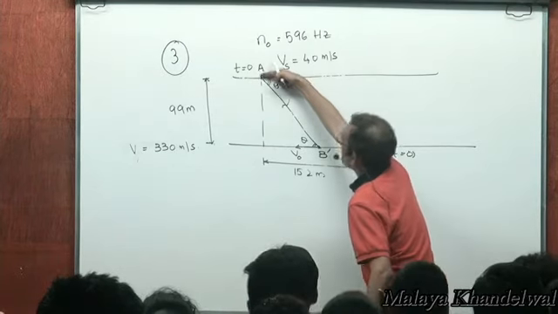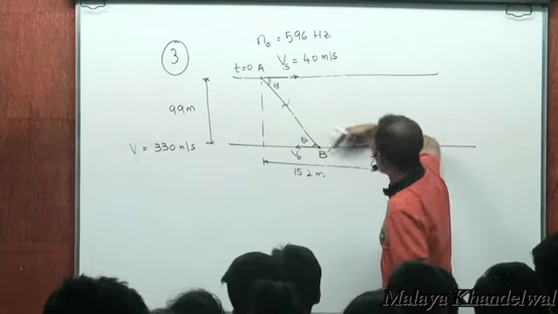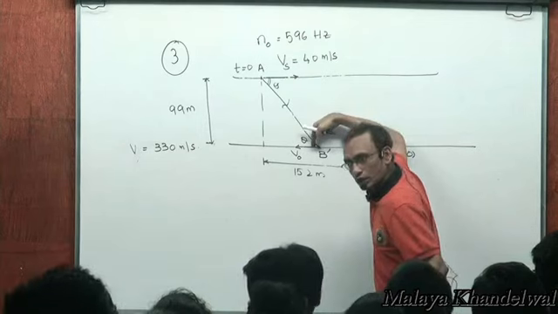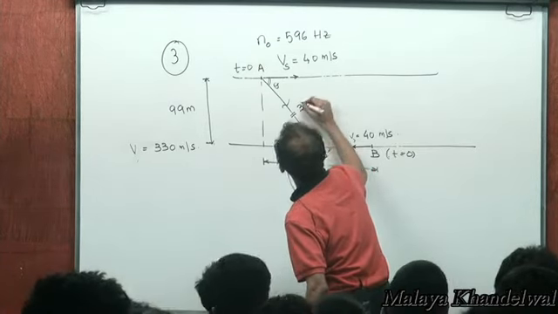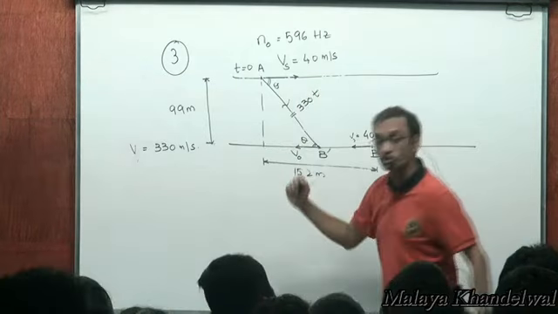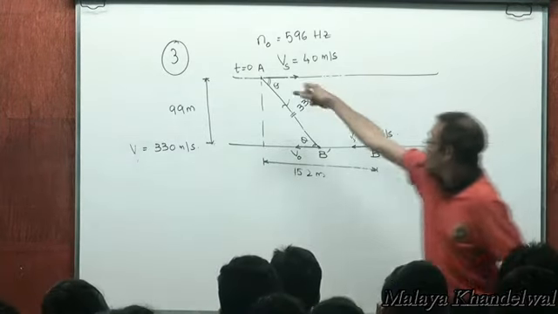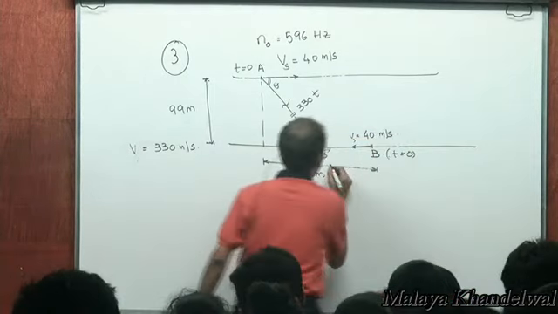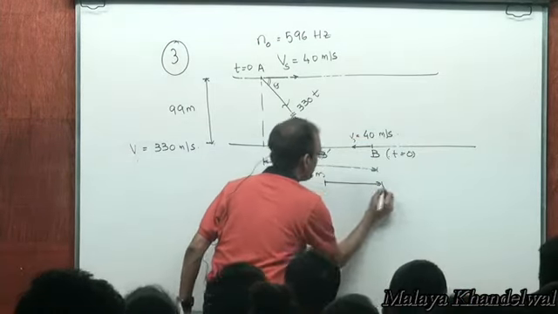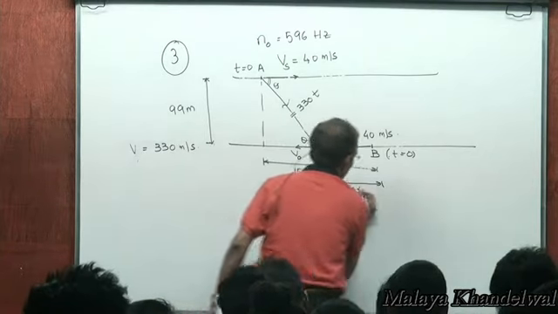Suppose the pulse has to travel for t seconds. B also will travel for t seconds. Right? In t seconds, the pulse travels a distance 330t. It travels at a velocity equal to the velocity of sound. The pulse travels this distance 330t, whereas the observer travels this distance 40t. Yes or no?